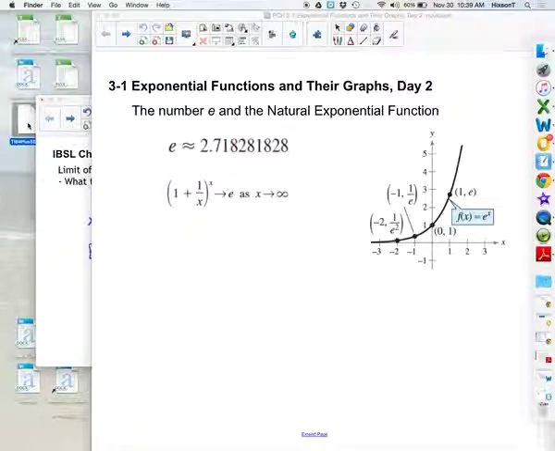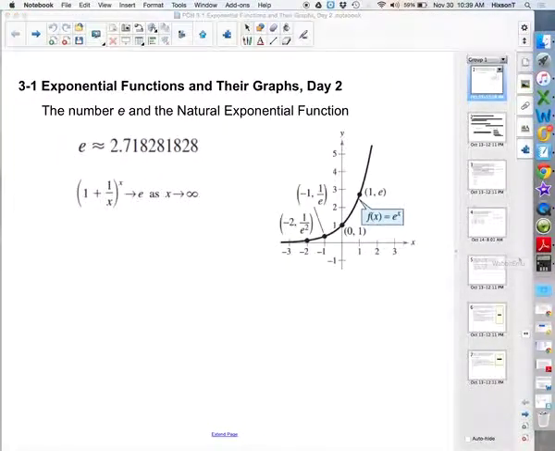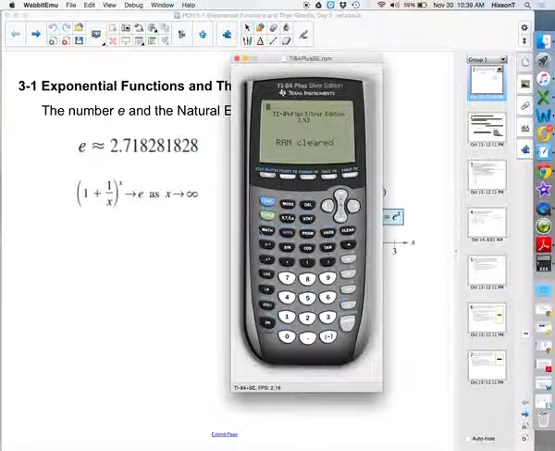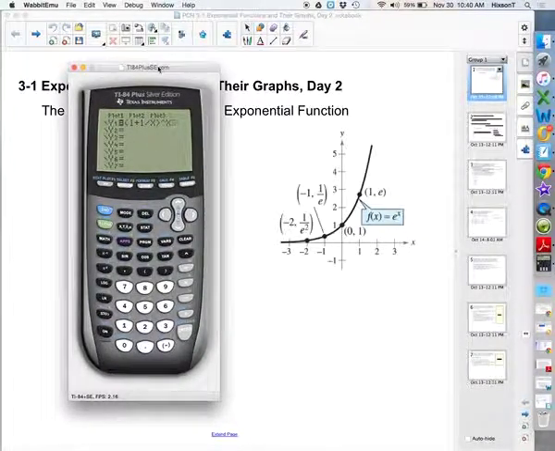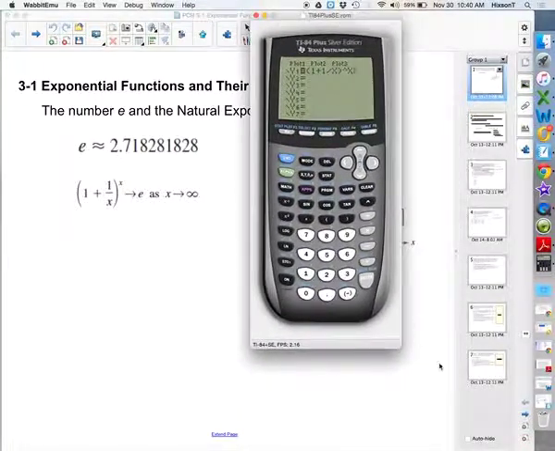If it'll wake up. There we go. All right. So I'm going to take this function and plug it in for y equals: parentheses 1 plus 1 over x, and I'm going to raise that whole thing to the x power. Now, you guys can see the graph of it right here. It's another exponential function, so you should have anticipated what it would look like. But let's look at what the value actually approaches as x gets bigger.